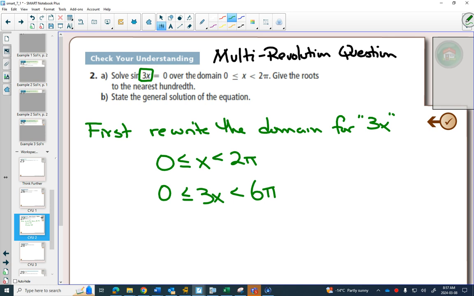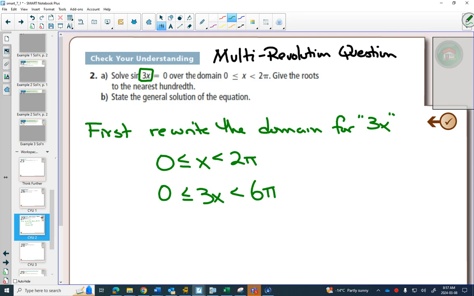If 1x is between 0 and 2 pi, then 3 of them would have to be triple everything between 0 and 6 pi. And as far as a visual on our unit circle, 0 to 2 pi is once around your circle. 0 to 6 pi is 3 times around the circle. Hence, my name, multi-revolution, because this example, we're going to go initially 3 times around a circle.